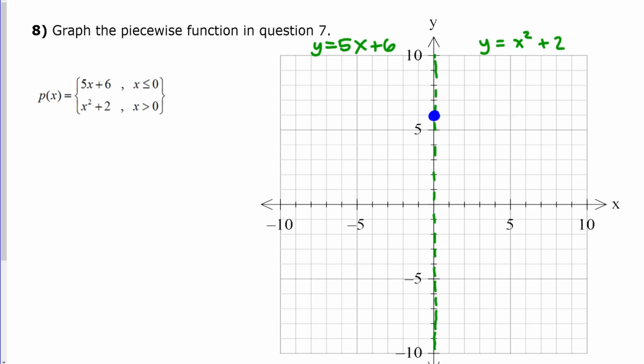But you can always do the opposite. So I could also go down 5 and back 1. That's what I'll do. So 1, 2, 3, 4, 5, and back 1. There's another point. 1, 2, 3, 4, 5, and back 1. There's another point. And that's enough to get a picture of what this line looks like.